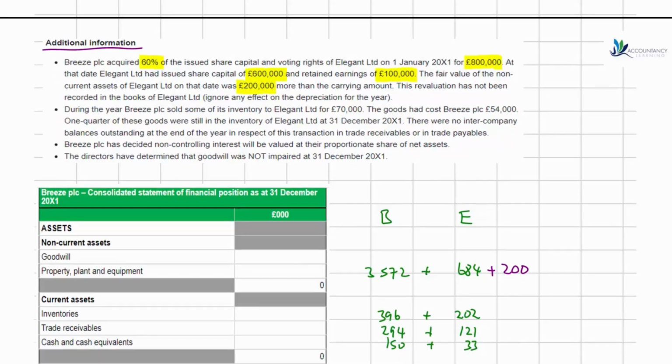Next, during the year, Breeze sold some of his inventory to Elegant for 70,000. The goods had cost Breeze 54,000. So let's just consider how much profit we're making on this. We've got our sales revenue of 70,000. We've got our cost of 54,000, and that means we've made a profit of 16,000. Now, what's the significance of this?